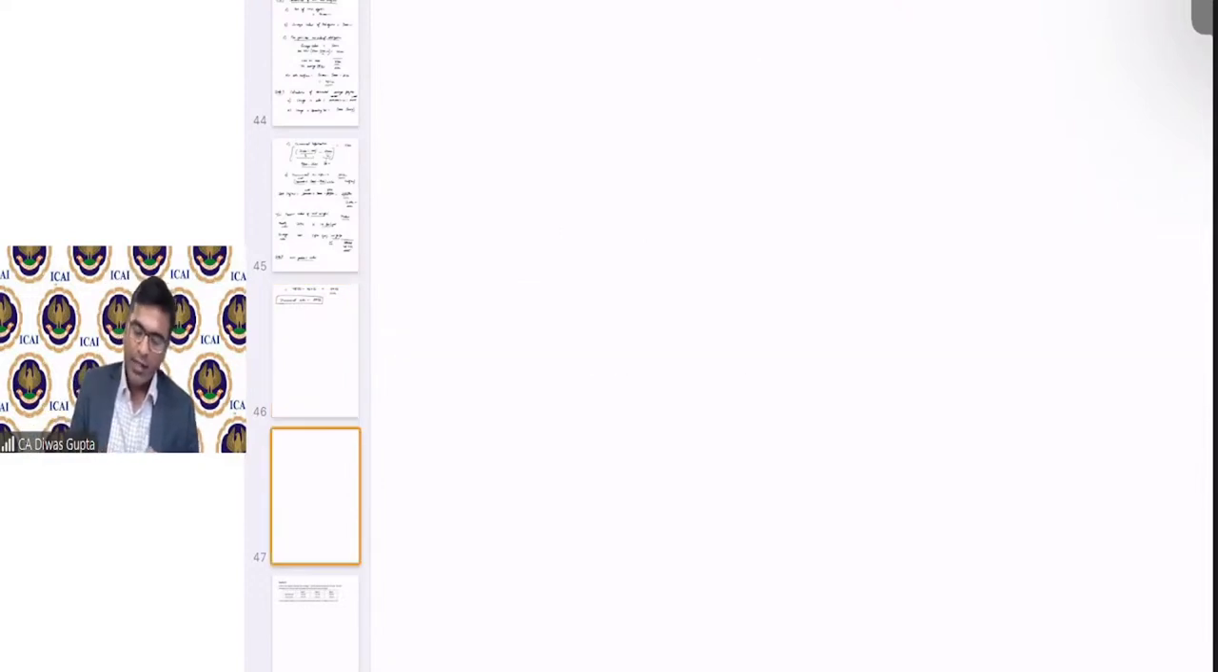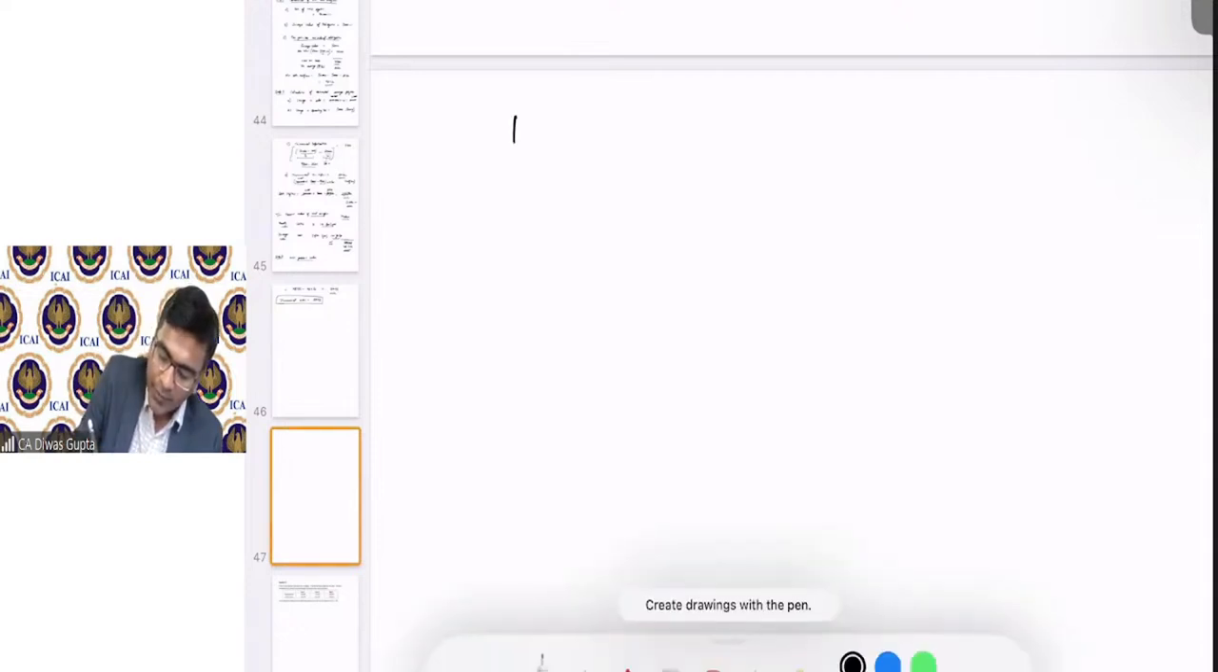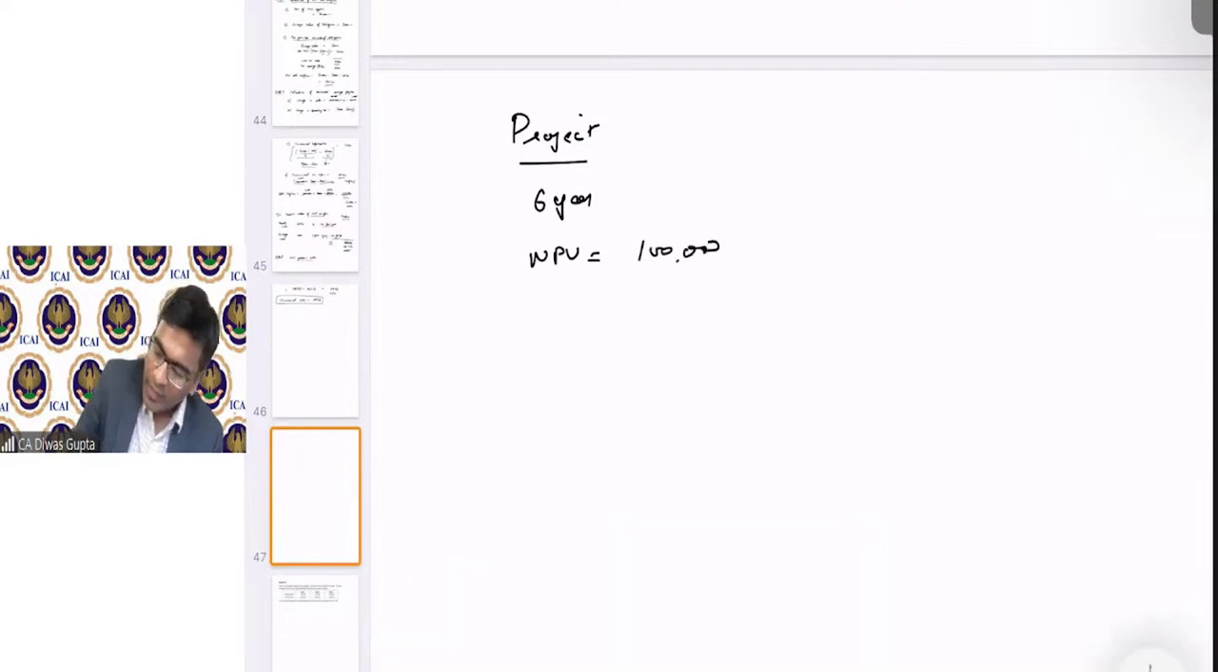Okay, students. Now there is a very interesting case, and this was one of the questions also: can we compare two different projects having two different lives? Let's assume there is a project with 6 years having an NPV of, let's say, 1 lakh, and there is a project of 3 years having an NPV of, let's say, 80,000.